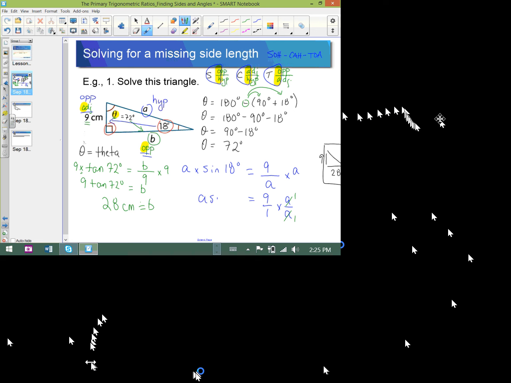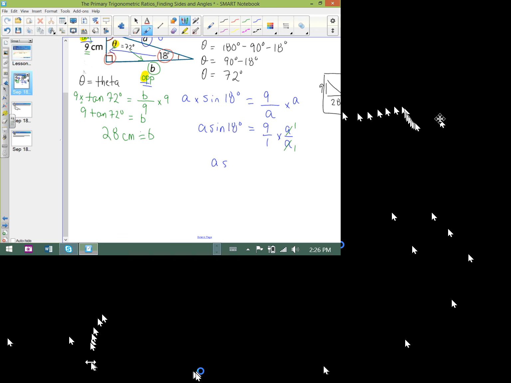And here we have A sine 18 degrees. So I'm just going to tidy this line up a little bit. A sine 18, that's a bit messy. Let's change that. A sine 18 is equal to 9. Okay. So in solving, isolate the A.